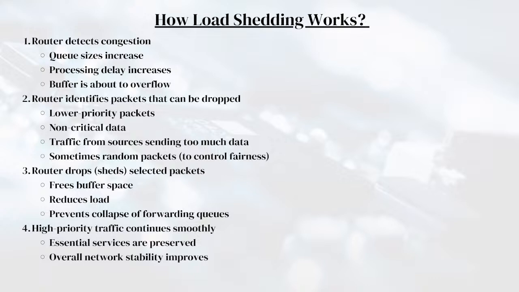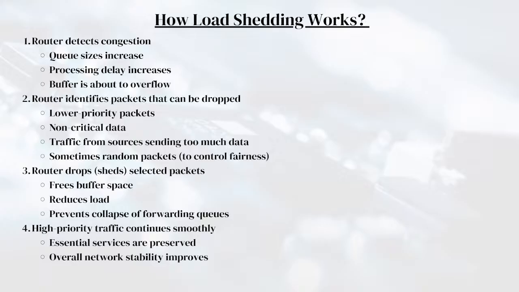Now, the second point is that the router identifies packets that can be dropped. What packets can be dropped? First, lower priority packets and non-critical data can be dropped. Traffic from a source sending too much data can also be dropped, and sometimes random packets can also be dropped by this load shedding technique.